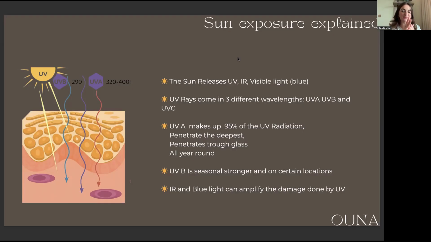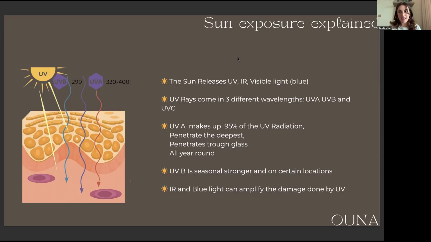There are three different UV wavelengths, called UVA, UVB, and UVC. To start with UVC: it is the strongest and most harmful one, and luckily it is blocked for us. The ozone layer in the sky blocks UVC, so it does not penetrate onto Earth, luckily, as it would be really detrimental for us.